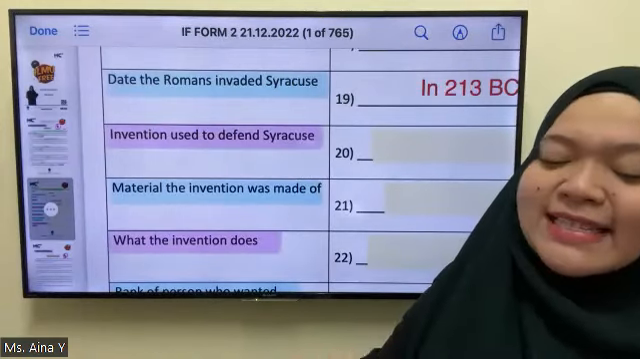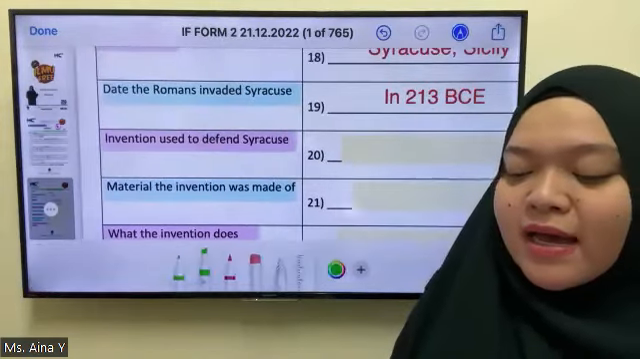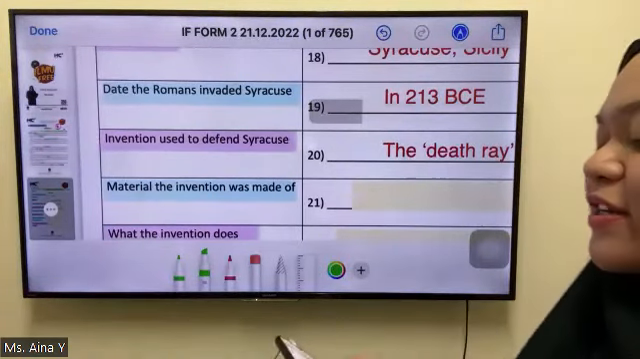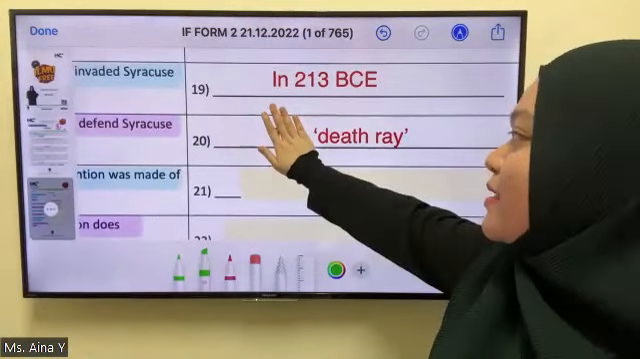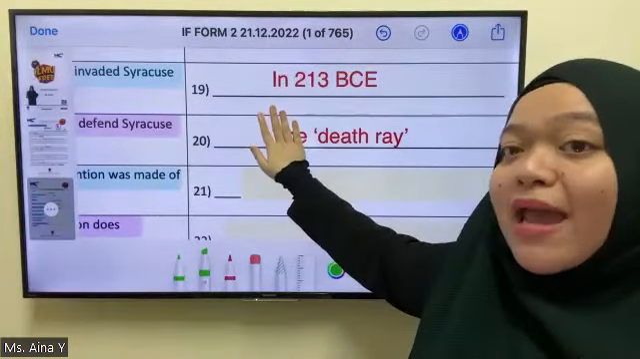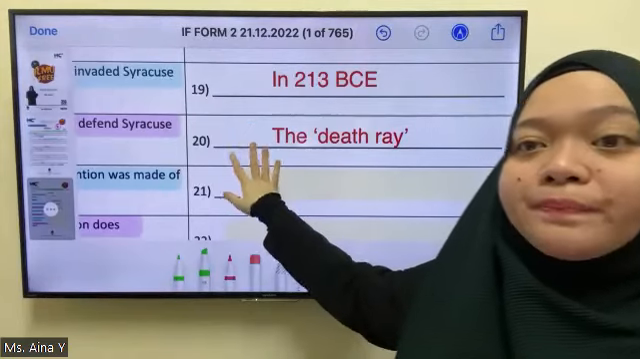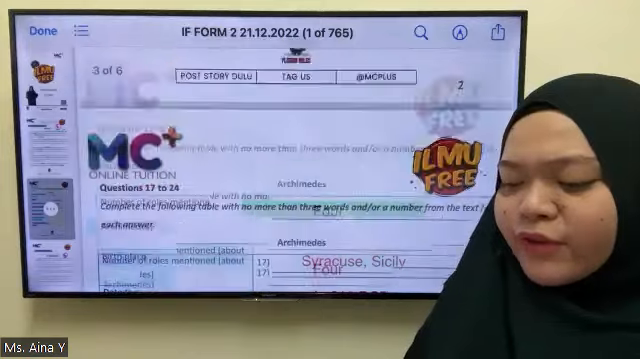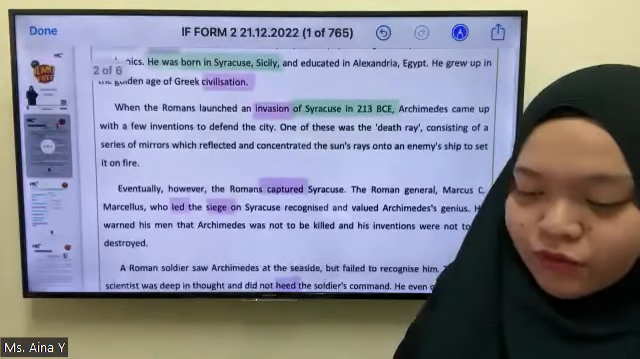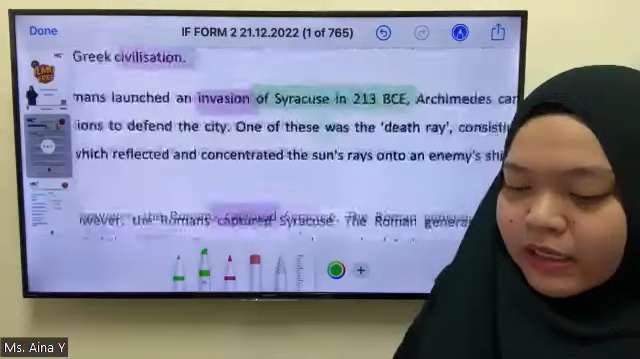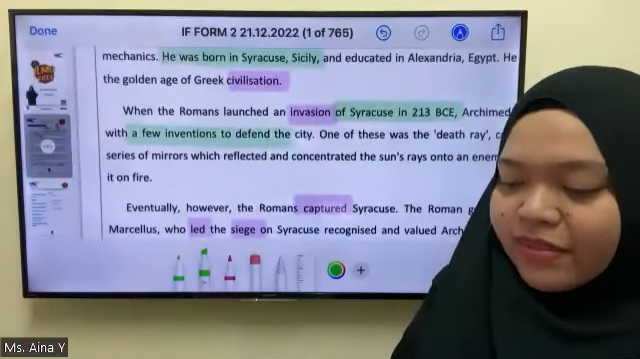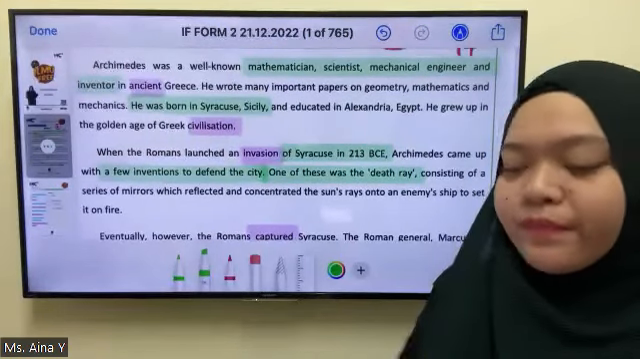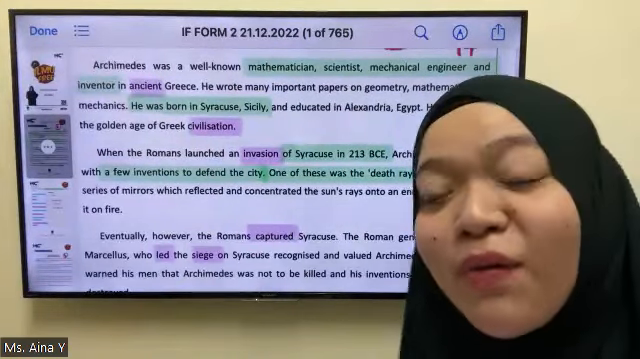2, 1. Yes, the name of the invention was the death ray. If you answered it with just death ray, that is still acceptable, no problem. Tetap juga betul. Okay, where's the clue? It's in paragraph 2 or 3? Paragraph 2. It's right here. A few inventions to defend the city. One of these was the death ray. That's your clue. Is everyone okay?